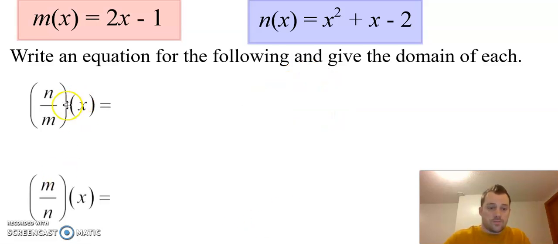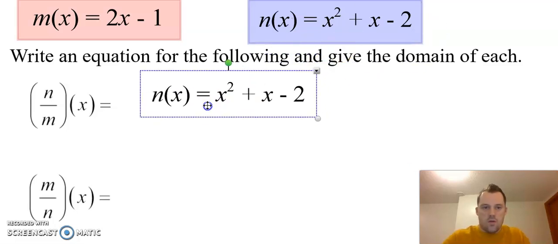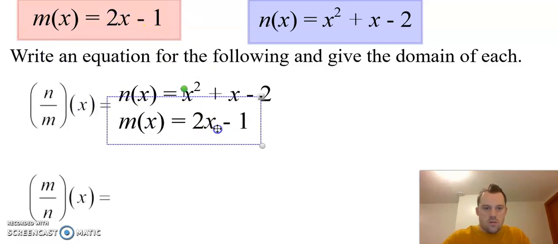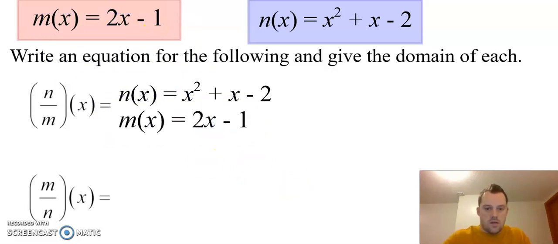Now quotient, n over m of x, remember that is taking n of x divided by m of x. So I can actually just take my equation here and my equation here. So this is saying that n of x divided by m of x is going to be x squared plus x minus 2 all over 2x minus 1.